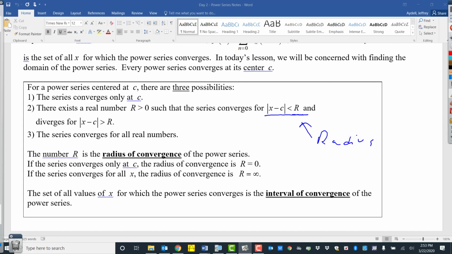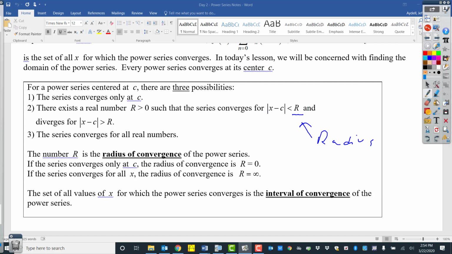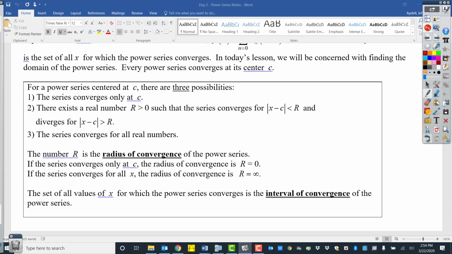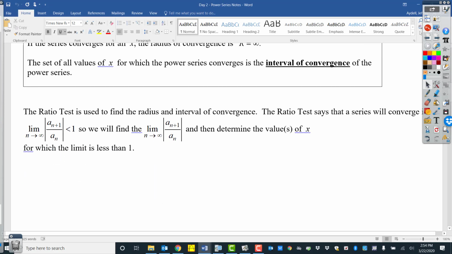But when we set it up like this whole thing right here, where it's like an actual interval, this is what we call the interval of convergence. Once again, mind my handwriting, it's not great. Try and pay attention to what I'm saying as I'm writing. It'll make it easier to see. So we have interval of convergence and radius of convergence. Those are the two big things we're going to be looking at today.